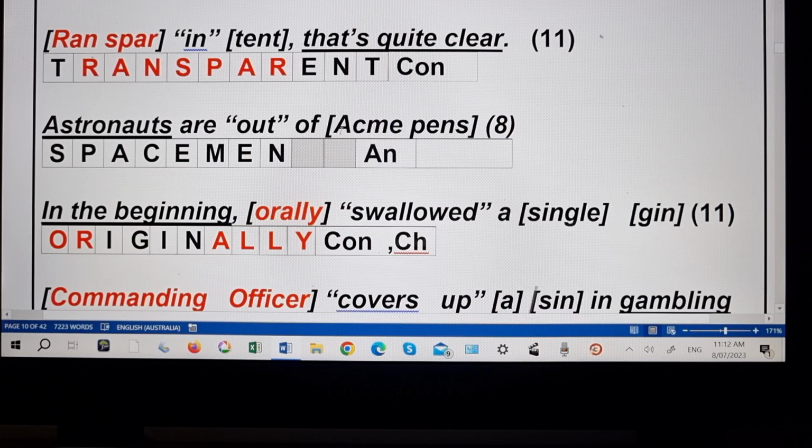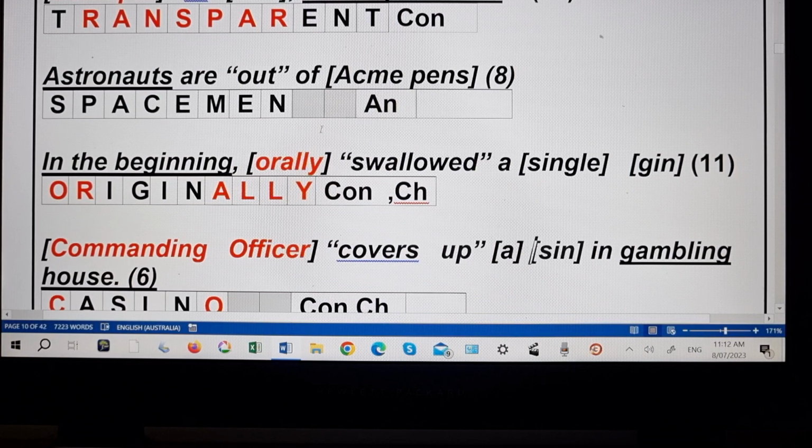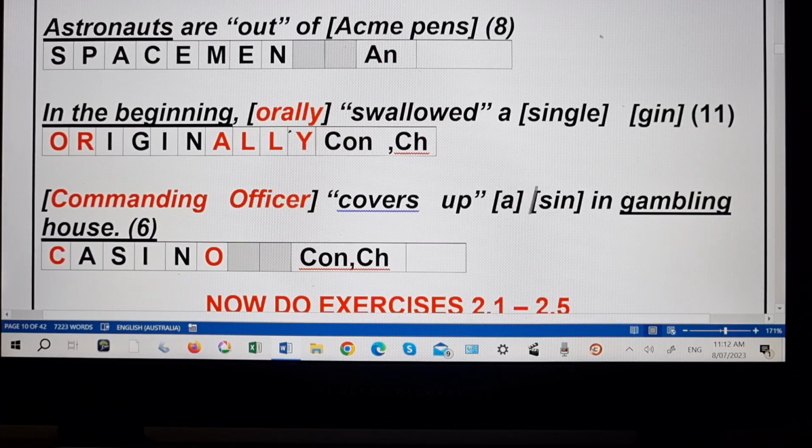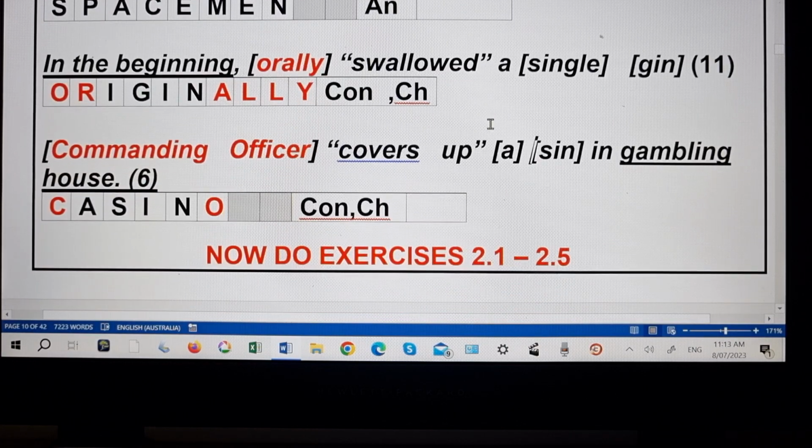Astronauts are out of Acme pens. You can imagine how painful that would be. Anyway, that's the thing. They come up with these sentences. They join them together, stitching them like Frankenstein's monster, and that's what you get. In the beginning, I already swallowed a single gin. You do have a picture of a person in the beginning swallowing a single gin, don't you? You do get that image.